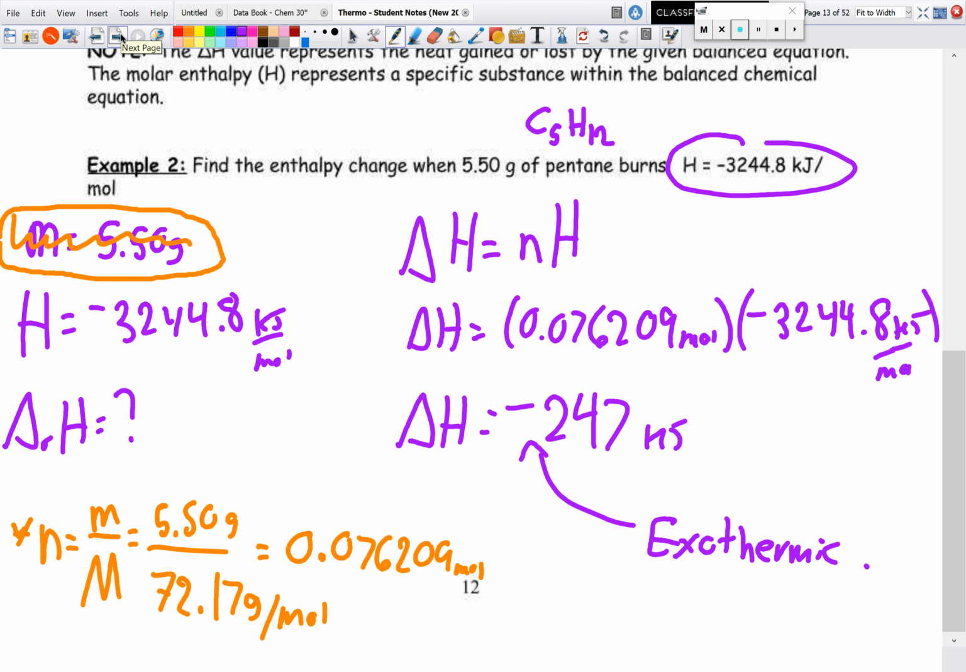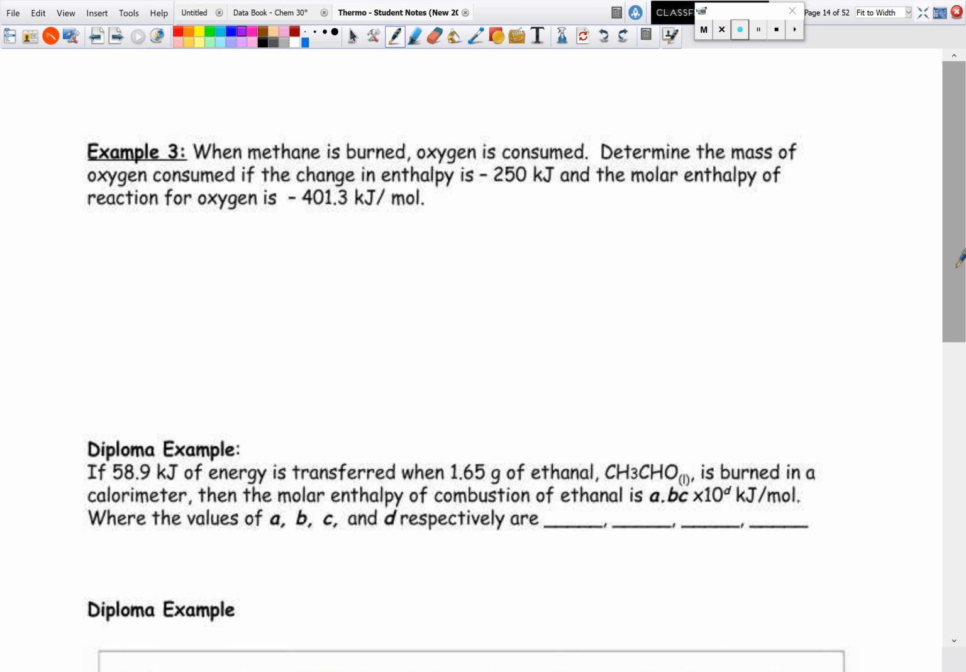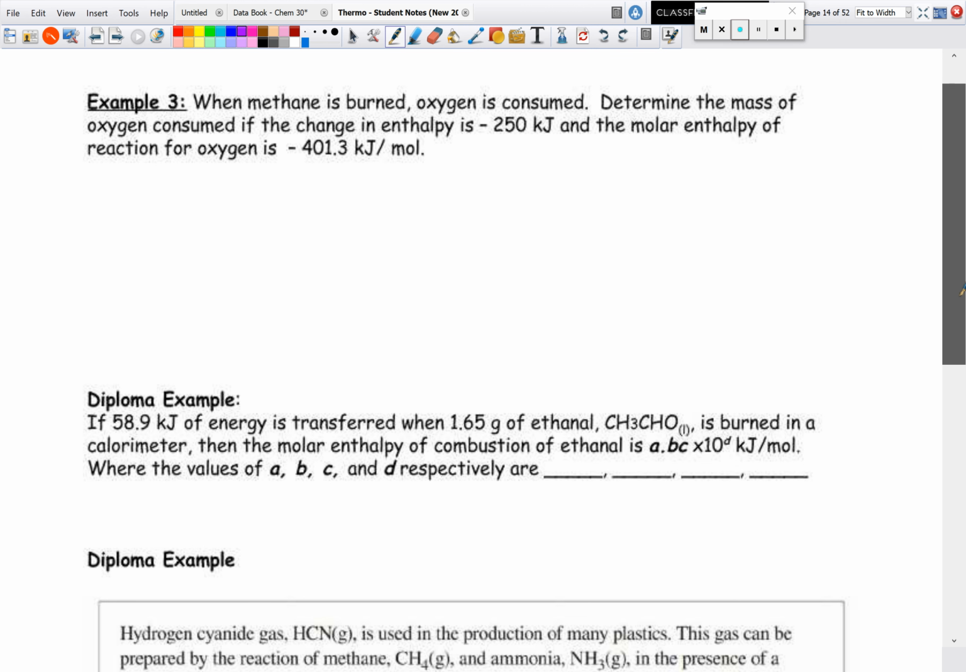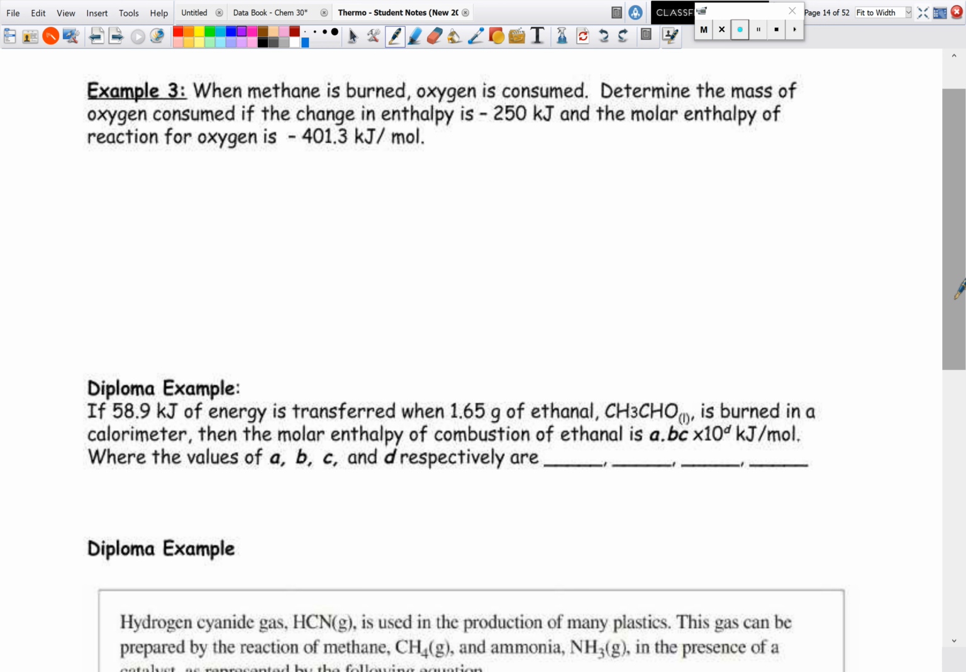Now, example 3 is a little different as well. So when we look at this one here, we have when methane is burned, oxygen is consumed. Determine the mass of oxygen consumed if the change in enthalpy is negative 250 kilojoules and the molar enthalpy is negative 401.3 kilojoules per mole. So in this right here, of course, we need to get the mass. So our first step, need to get number of moles, and the second one, the mass.